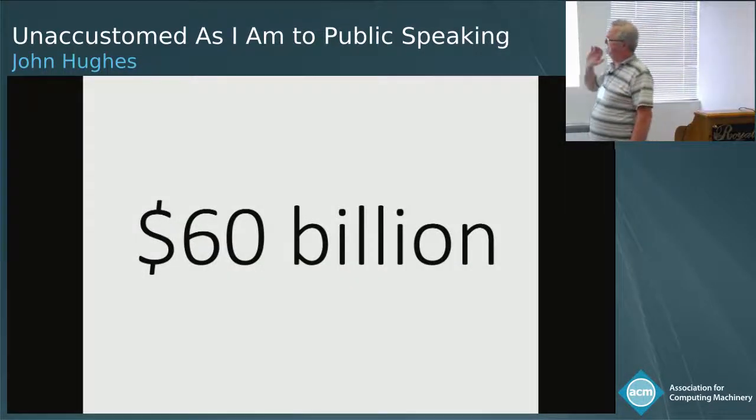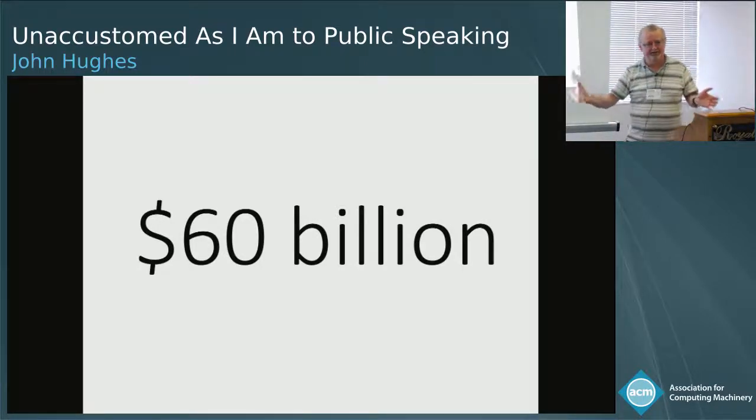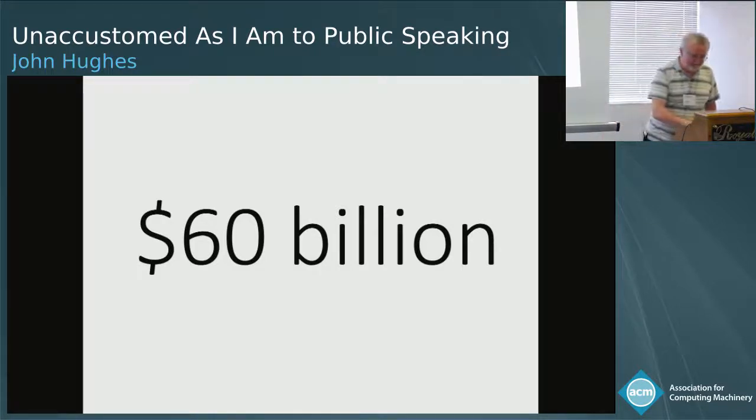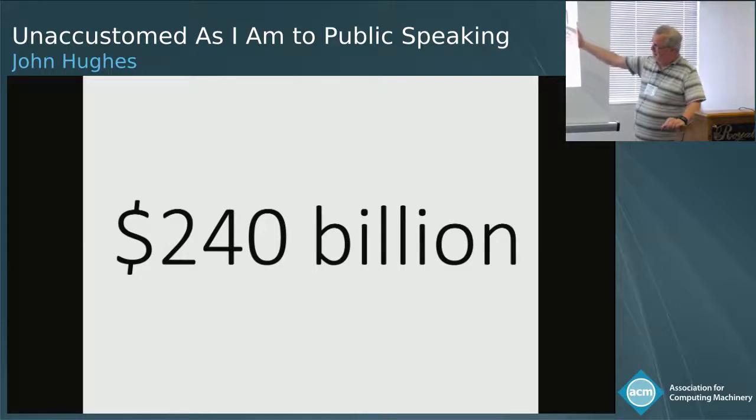This is the estimated cost to the US economy of bugs in software in 2002. $60 billion. It's a huge amount of money. It's $200 for every man, woman, and child in the USA. So we have a strong motivation to try and minimize bugs in our software. But let's put this number in perspective. This is the estimated turnover of the software industry in 2002, the US software industry. So this is even more money.